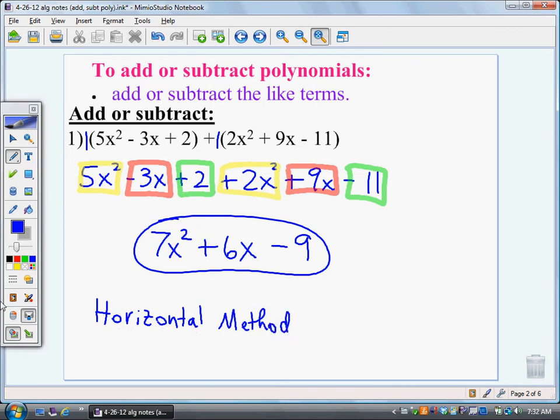Now that's an example of what's called the horizontal method. And that just means we worked it out horizontally. We took all of our terms, distributed, and ended up with 6 terms all on a horizontal line. That requires us to then find the terms that are like and make sure we put those together. We can also do this a different way.